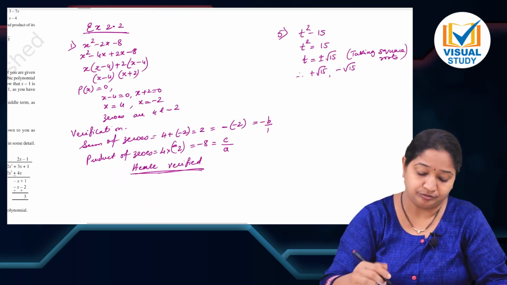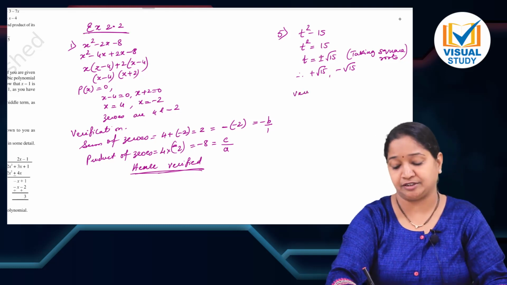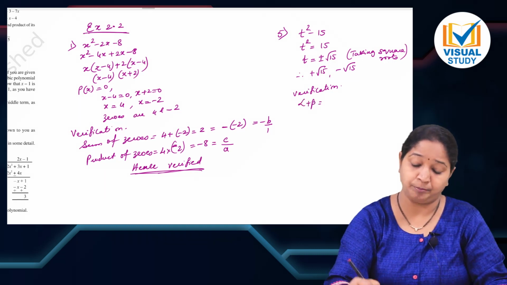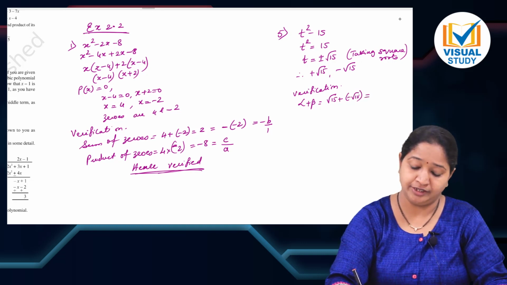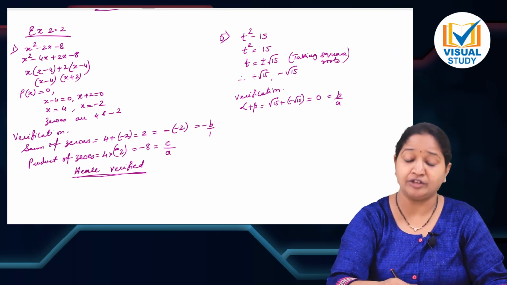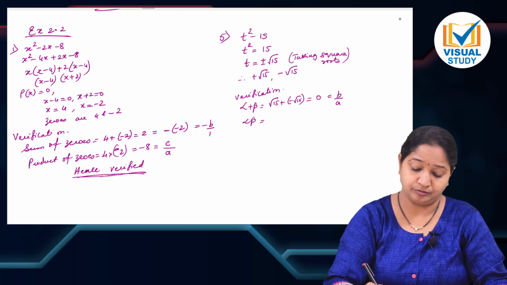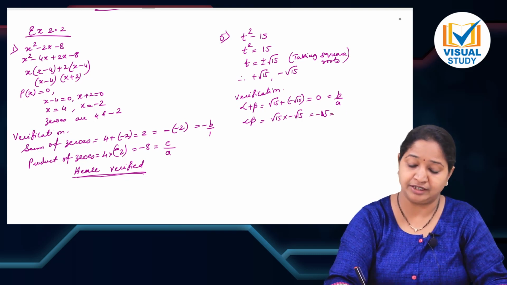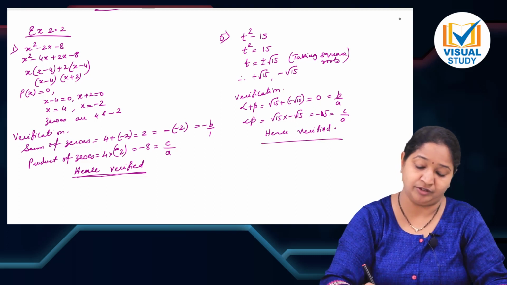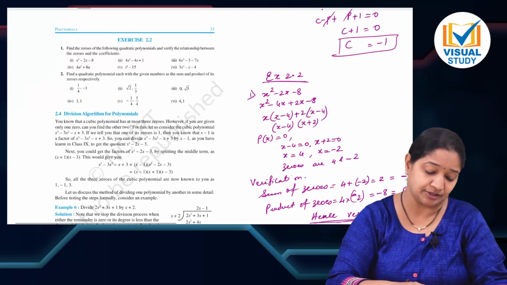Zeros are this. So what is the verification? Sum of the zeros, that is alpha plus beta, root 15 plus minus root 15, you get 0. That is equal to minus b upon a. See here, you don't have any b term. Alpha beta, root 15 into minus root 15, you get minus 15 and that is c upon a. Hence verified. In this way, you can do the rest of the sums.